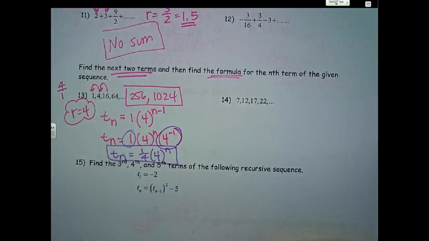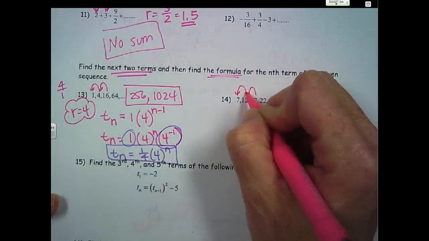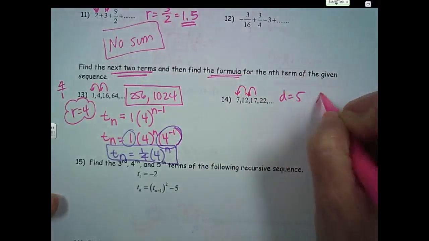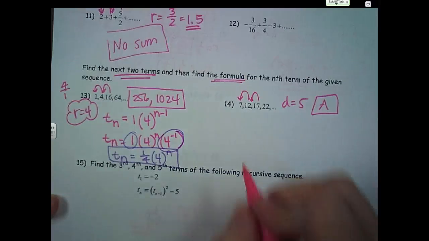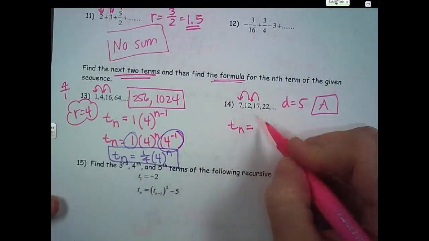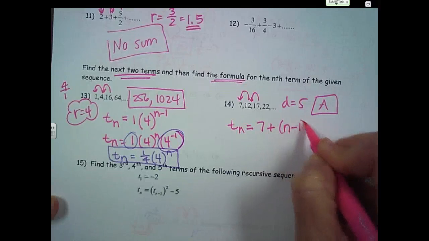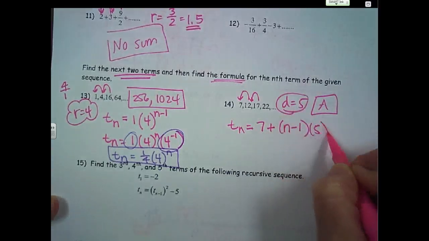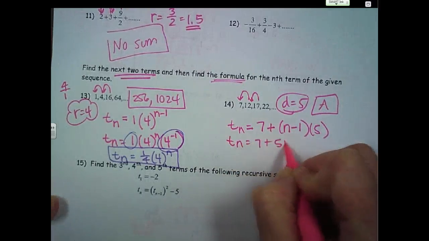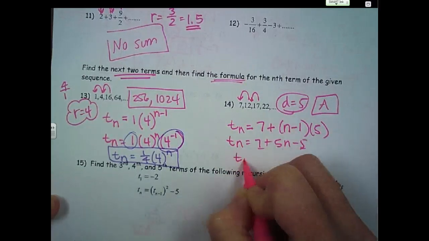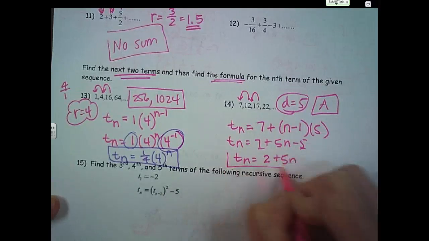Okay? All right, now in this one you'll notice that when you subtract and subtract again, you get a common difference. So this is an arithmetic, not geometric. So if you're going to write a rule, you leave all the n's. So T sub n equals the first term 7 plus n minus 1, times your common difference, so times 5. Distribute the 5, and then combine these. So t sub n equals 2 plus 5n, or 5n plus 2, either way, that's your rule.